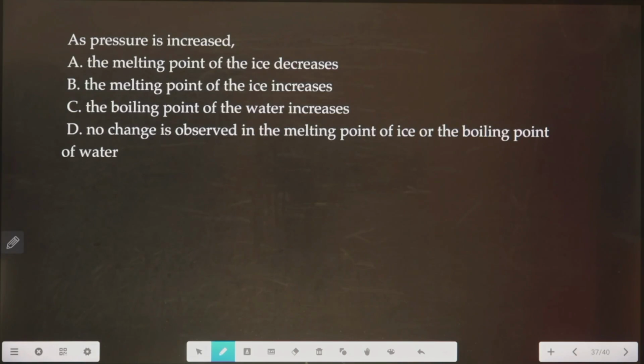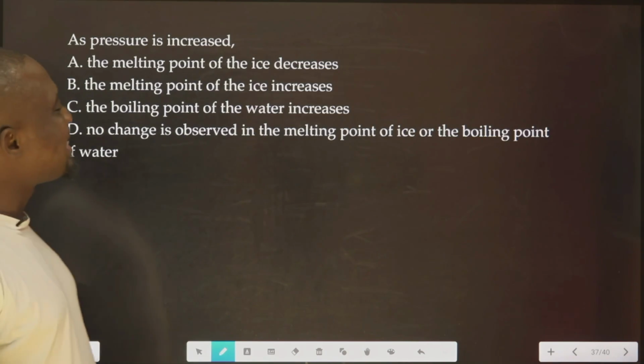As pressure is increased, A, the melting point of the ice decreases. B, the melting point of the ice increases. C, the boiling point of the water increases. D, no change is observed in the melting point of ice and the boiling point of water. As pressure increases, the melting point of ice decreases.